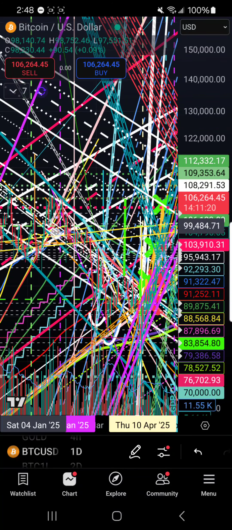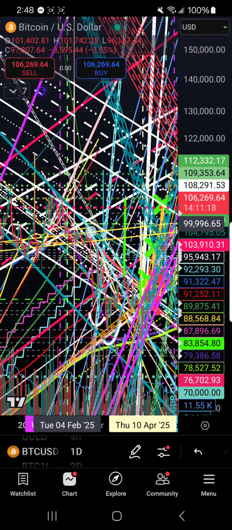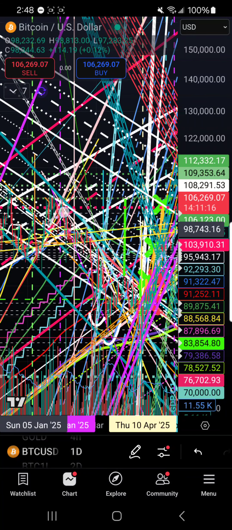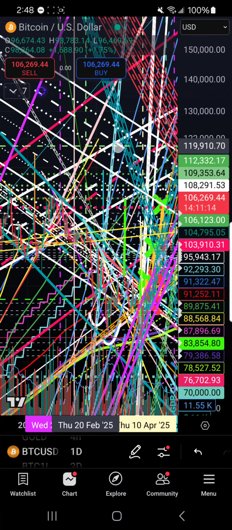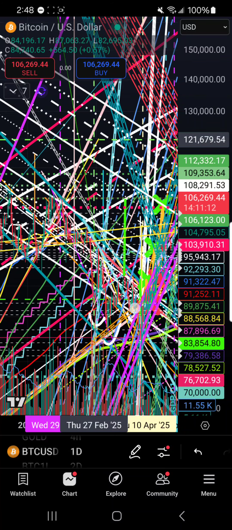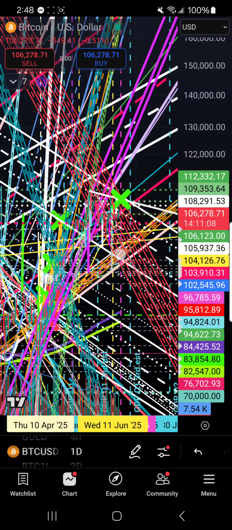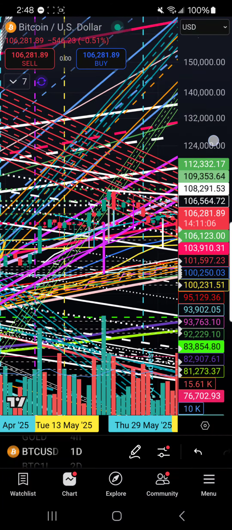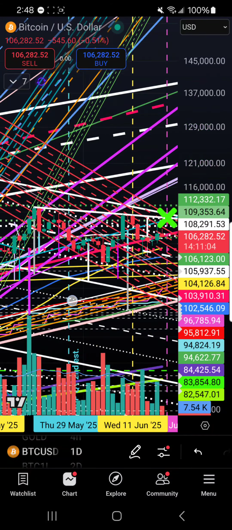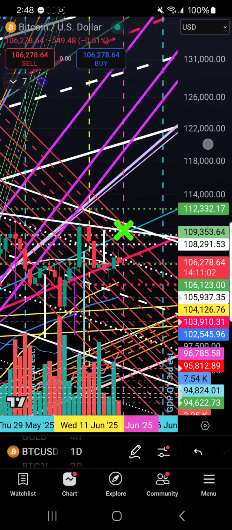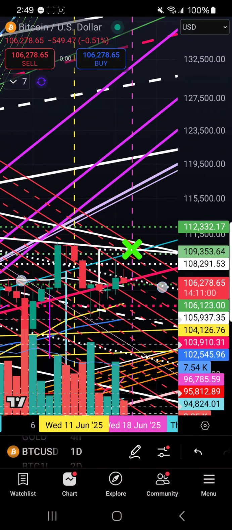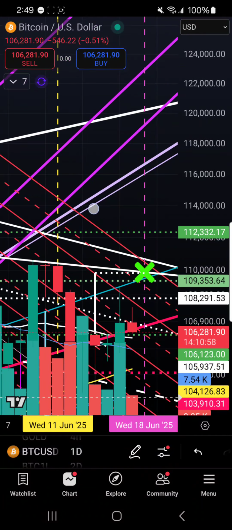Back here in 2024, we were consolidating within this channel a long time, and I was thinking we were going to break out, but we didn't. We broke down. We broke down below the channel, and now we are kind of trying to get up into it. And where is it? It's at a number that a lot of people are talking about.